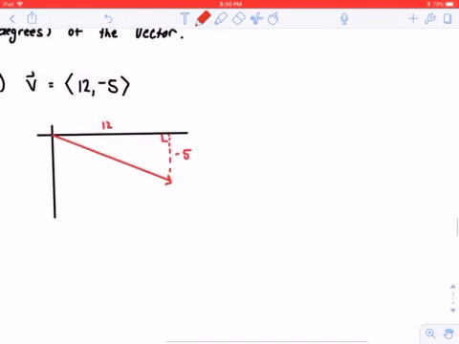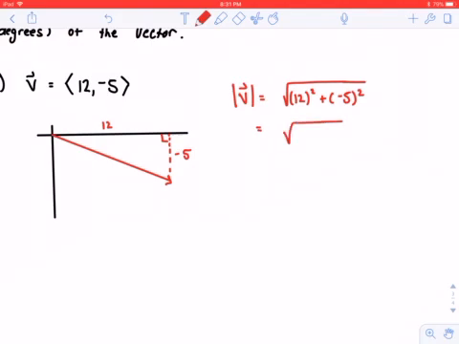First thing I'm going to do, though, is find the magnitude of that vector before I talk about direction. So the magnitude is equal to the square root of a squared, which is 12 squared, plus b squared, so negative 5 squared. So that's going to equal the square root of 144, and then plus 25.